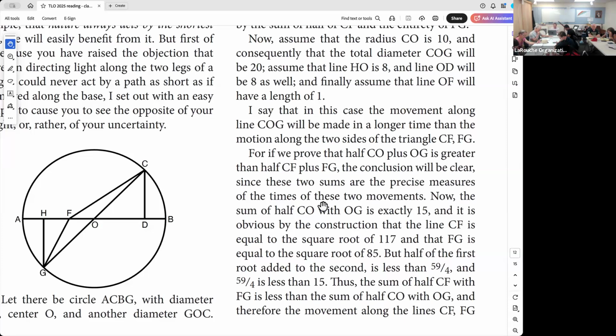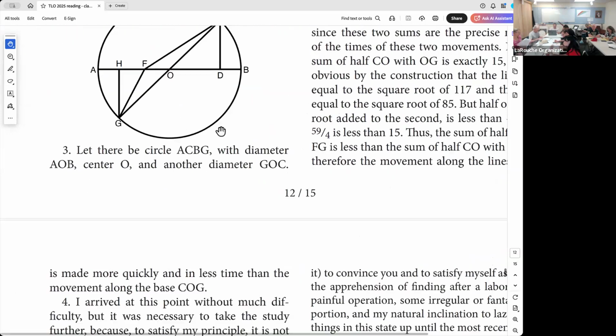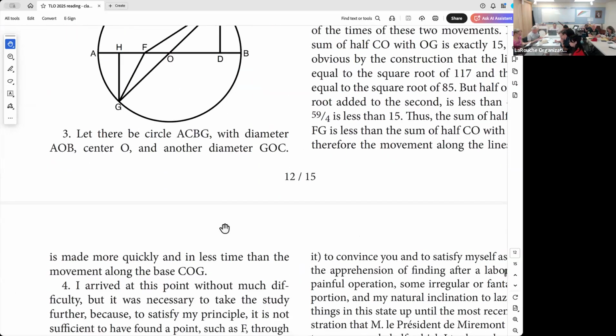But half of the first root added to the second is less than 59 over 4, and 59 over 4 is less than 15. Thus the sum of half CF with FG is less than the sum of half CO with OG, and therefore the movement along the lines CF, FG is made more quickly and in less time than the movement along the base COG.